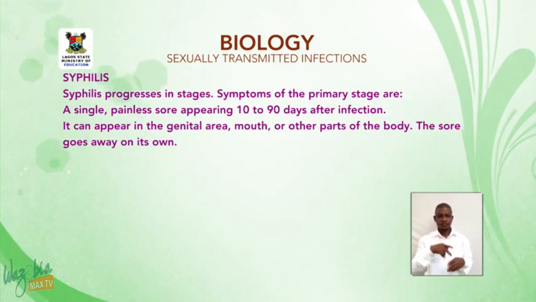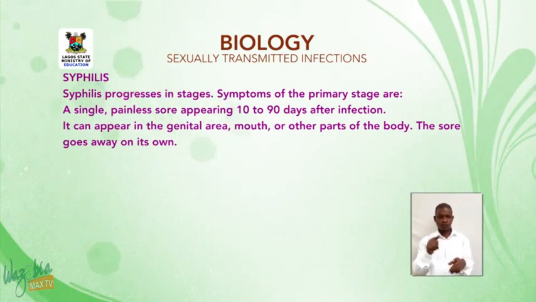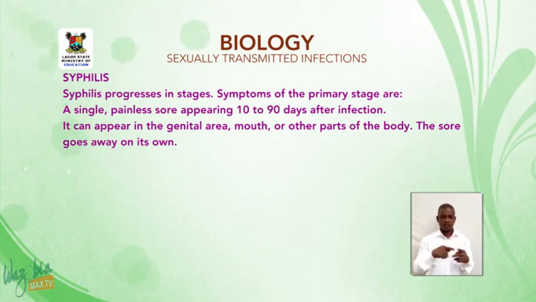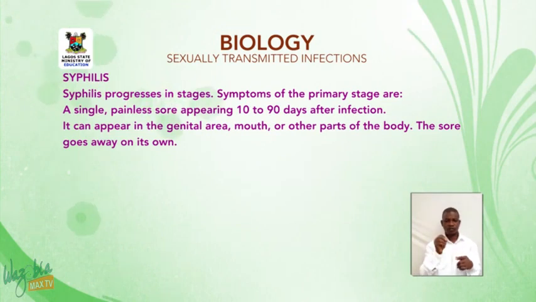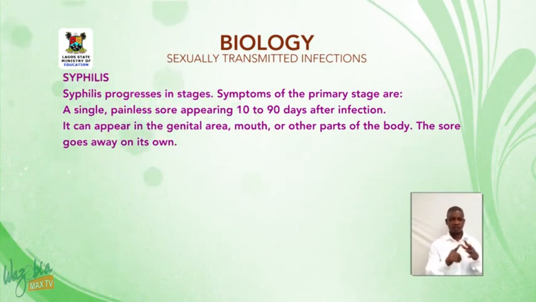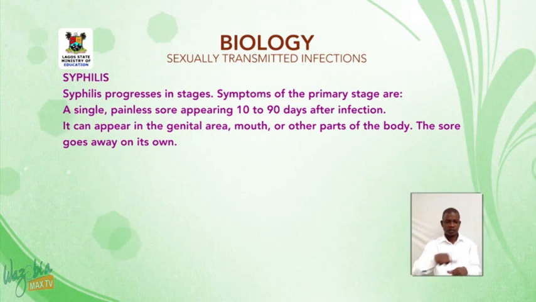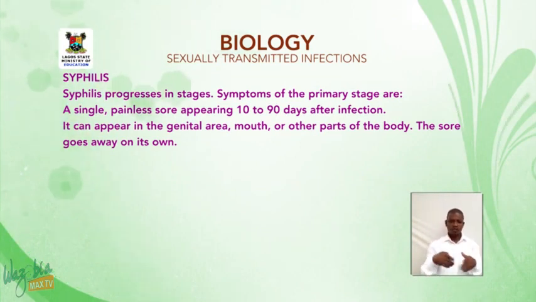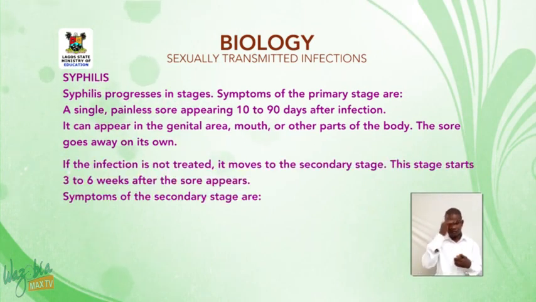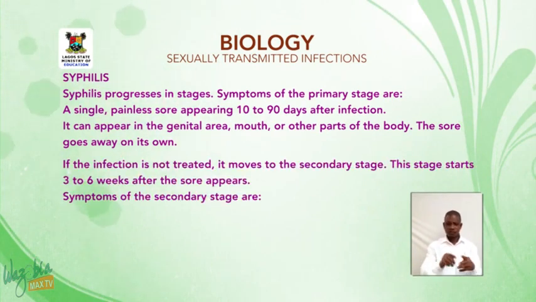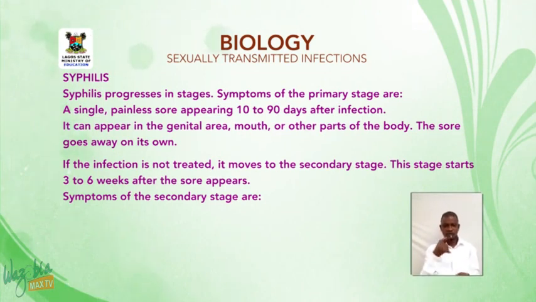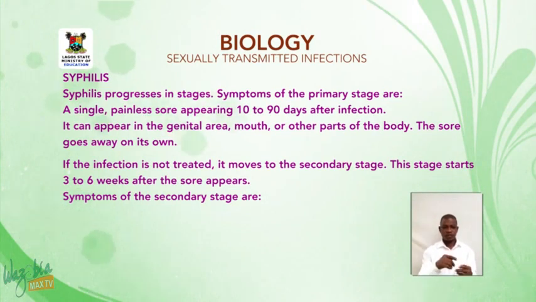So, syphilis. Syphilis progresses in stages. Symptoms of the primary stage are a single painless sore appearing 10 to 90 days after infection. It can appear in the genital area, mouth, or other parts of the body. The sore goes away on its own. If the infection is not treated, it moves to the secondary stage. This stage starts 3 to 6 weeks after the sore appears.